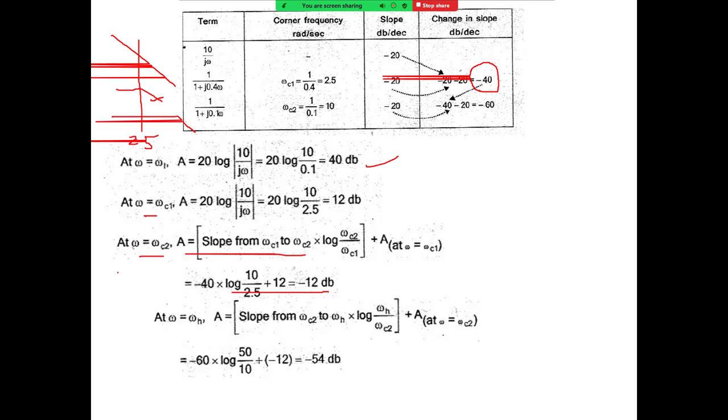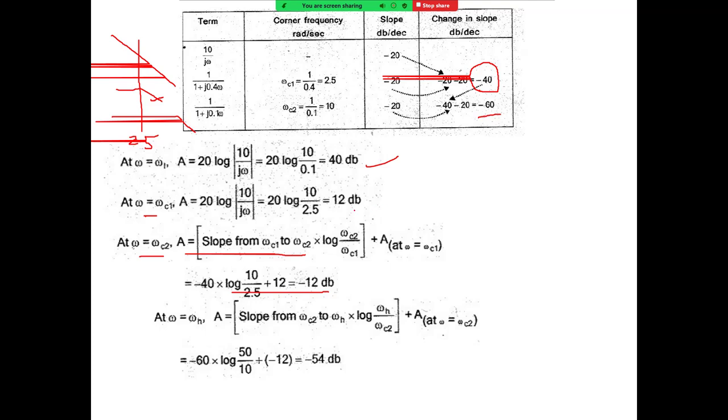Next, we will take one high frequency. Omega h is 50 radians per second. So then again we can use the same formula for that also. Slope from omega C2 to omega h into log of omega h by omega C2 plus the previous gain value at omega C2. So what is the change in the slope? Minus 60 from omega C2 to omega h. That is minus 60 into log of 50 by 10 plus the previous gain value, minus 12. So you will get minus 54 decibels. Okay, these are the gain values.